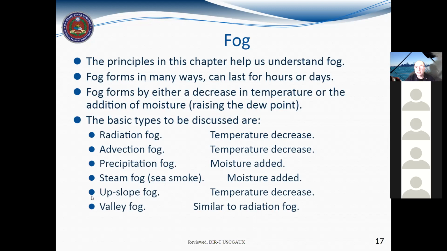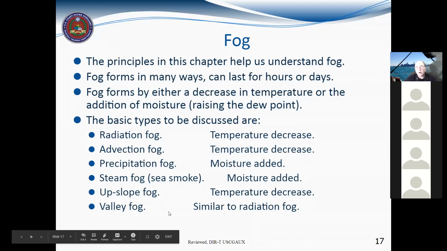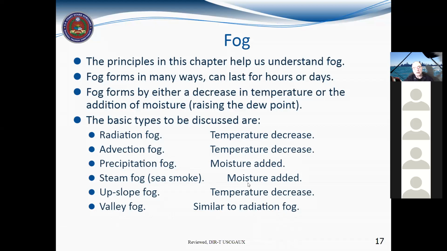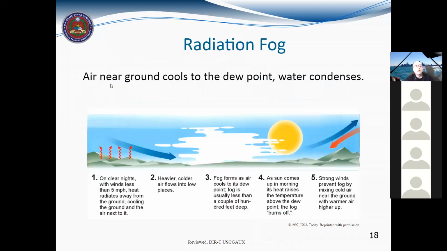A couple other kinds of unique types of fog. One is called upslope fog, and that's as the air climbs up the hill, the temperature cools, and that causes the dew point temperature spread to reduce, and you can get fog going upslope. And we're going to talk about valley fog, which is very similar to radiation fog, but down in a valley the wind can be prevented from getting in there, so it can last for a while. So radiation fog, air near the ground cools to the dew point. This is probably the most common type of fog that we'll be familiar with here.